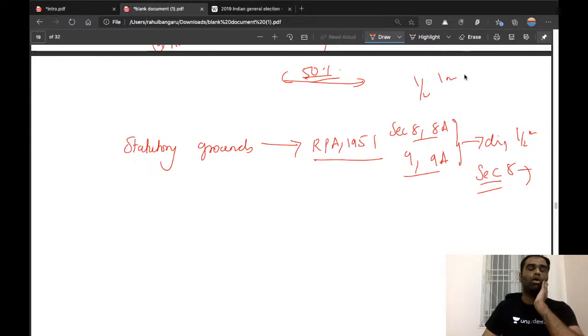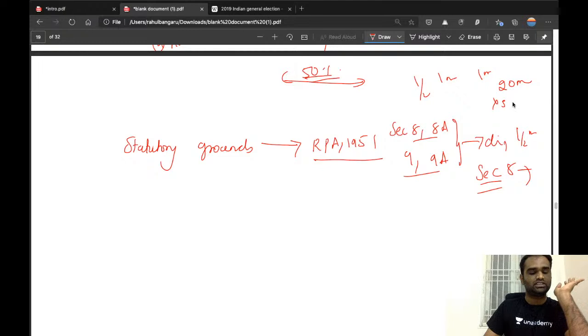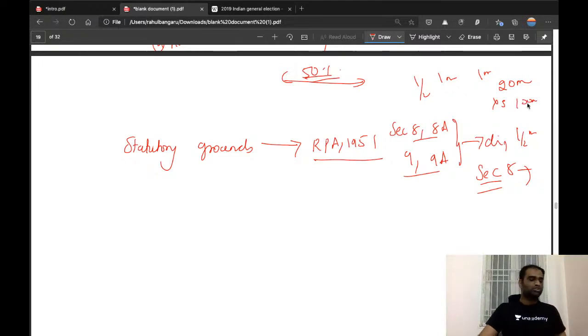These are very, very important. When it comes to mains, these marginal gains are very, very important. If you are getting 1 mark extra for each question, how many marks extra are you getting? You are getting around 20 marks extra. This will be very, very decisive. 20 marks extra for 5 papers, how much is it? 100 marks. See, that's how you maximize your gains.